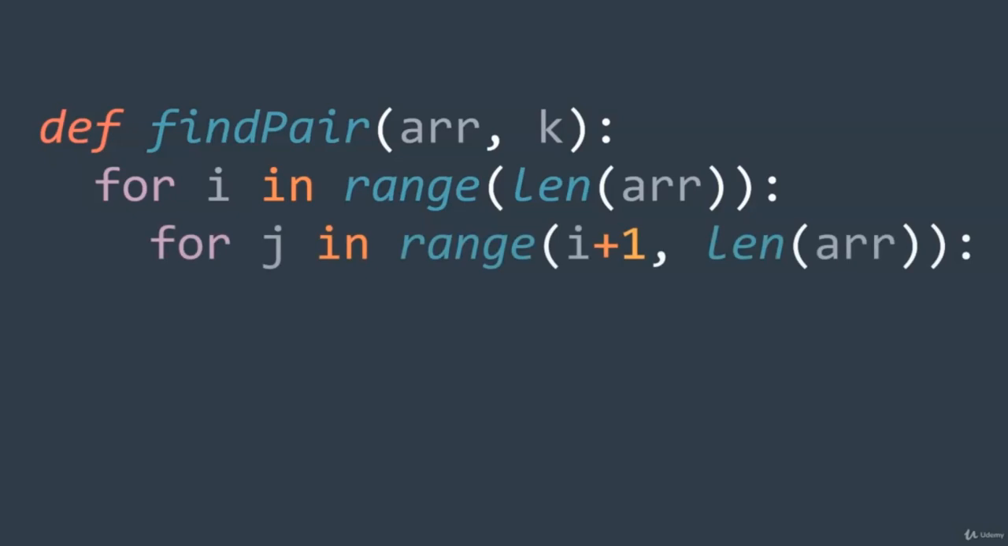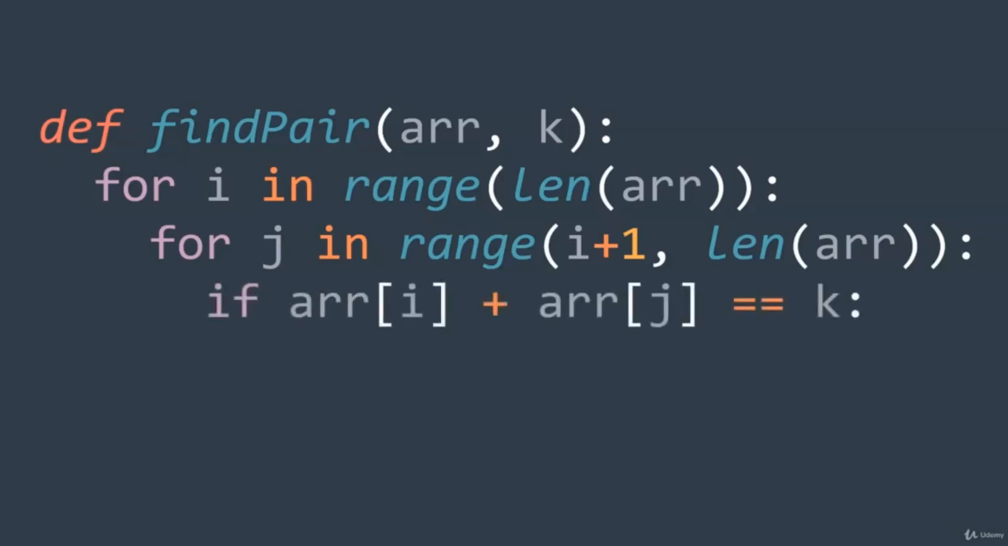j starts at i plus 1 because if it starts at 0, we will traverse pairs that we already traversed, so it's useless. And inside the inner loop, if r of i plus r of j is equal to k, we return true, because we found a pair that sums up to k. After the loop, if the function didn't return true yet, it means that we didn't find what we're searching for, so we return false.